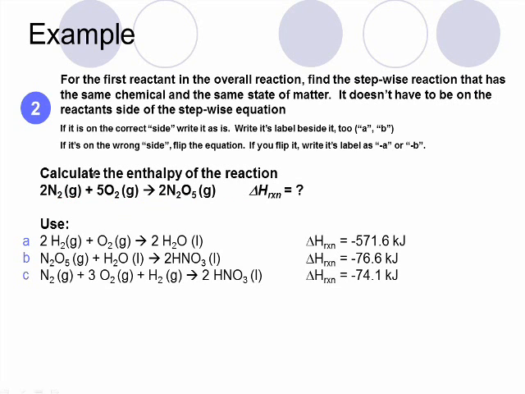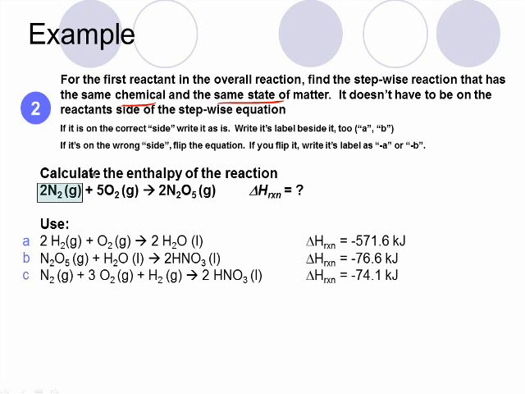Now for the first reactant in the overall equation, we're going to find the stepwise reaction that has the same chemical and the same state of matter. It doesn't have to be on the reactant side of the stepwise equation. So if it is on the correct side, write it as it is, label it A or B. If it is on the wrong side, flip the equation, and if we do flip it, we'll write minus A or minus B.